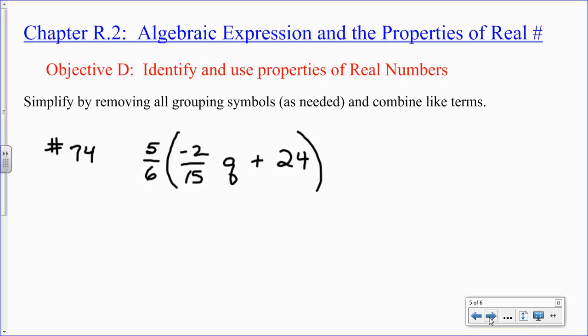All right, we're going to simplify by removing all grouping symbols and combine like terms. So removing all grouping symbols. Our grouping symbols are the parentheses. So we want to get rid of the parentheses. How do I do that? How do I get rid of the parentheses? And that's called to distribute. Yep.